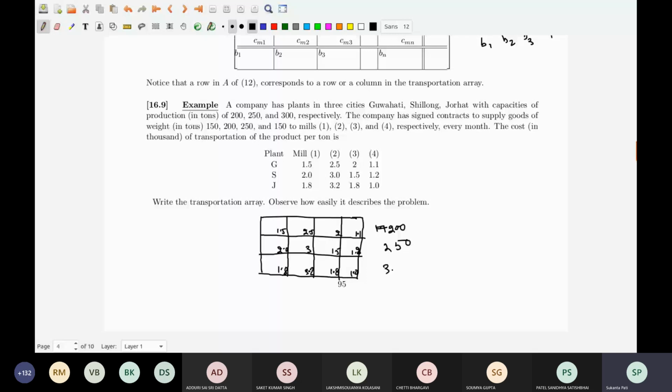Similarly, what is the total demand at mill 1? Mill 1 total demand is 150. Next one is 200. Next one's demand is 250, and next one's demand is again 150. So that is my transportation array. If you want, you can write your x11 and x12 like that. Normally when I write, I put a double line over here, a double line over here, and extend this as a table. I do not put anything here. This is how it is.